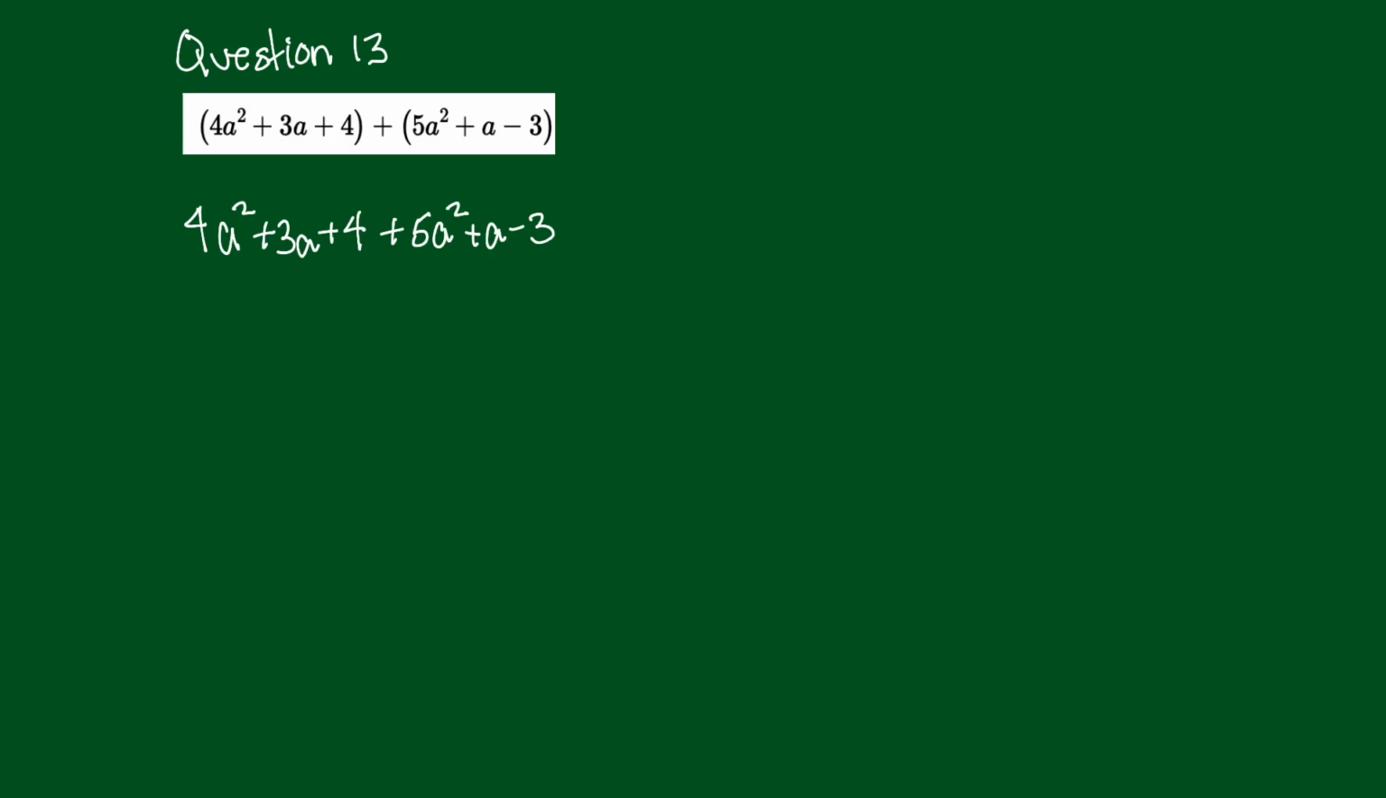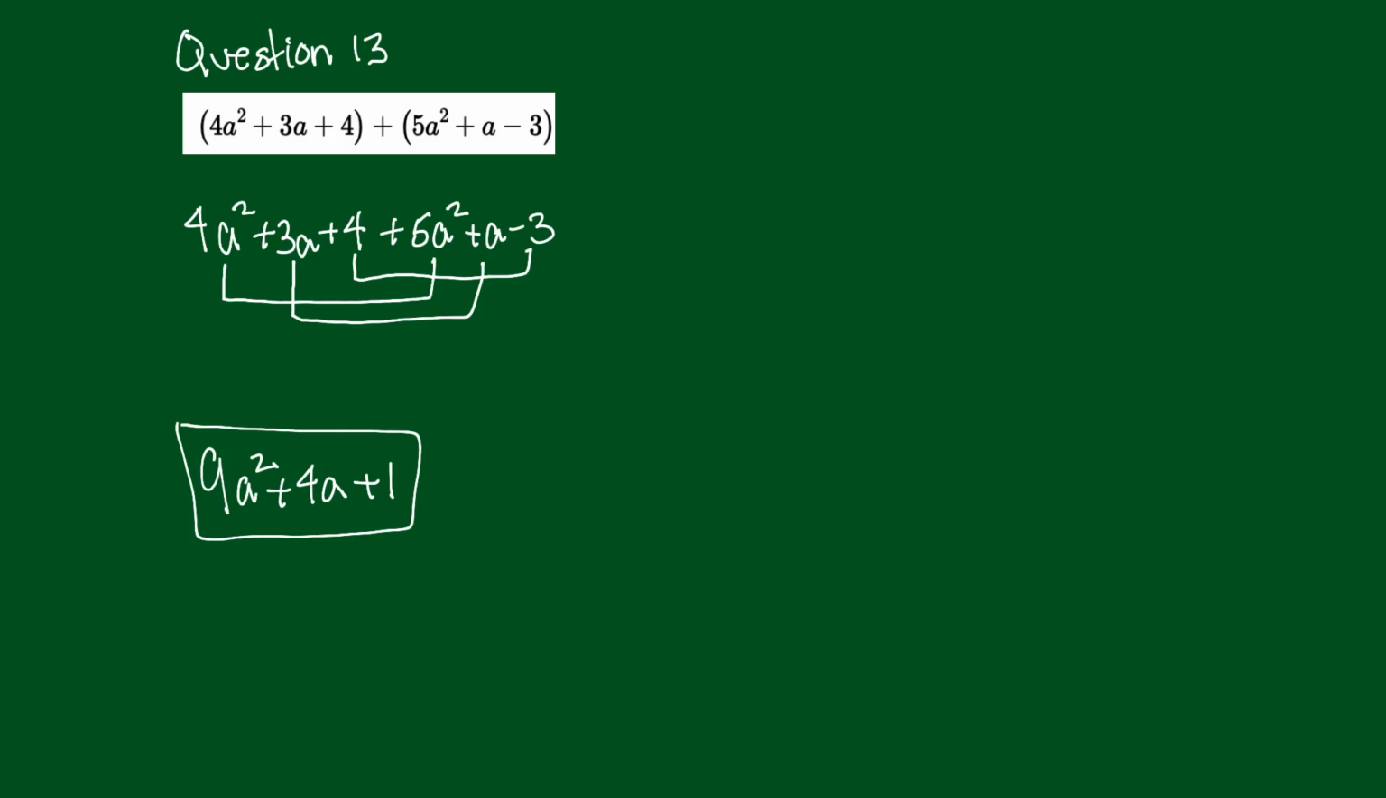Combine like terms. How many a squareds? I got 4 of them here and 5 of them over here, so I've got 9 of those a squareds. Now what about a's? I got 3 of them here. I add 1 more over here. So 3 a's plus an a is plus 4a. And then constants, I got a 4, and I subtract 3, so I got a plus 1. There we go. That's it. I added those two together, and I end up with this trinomial.